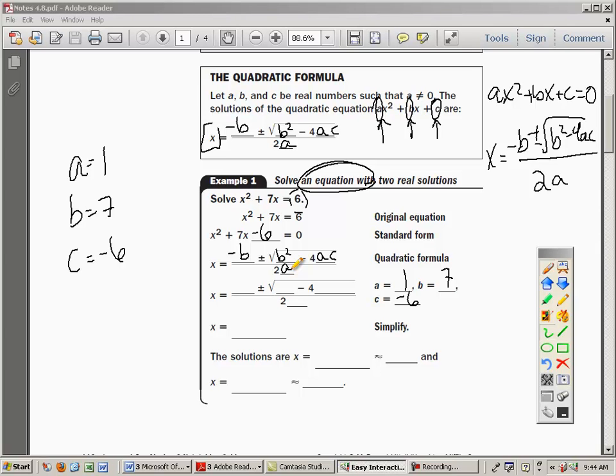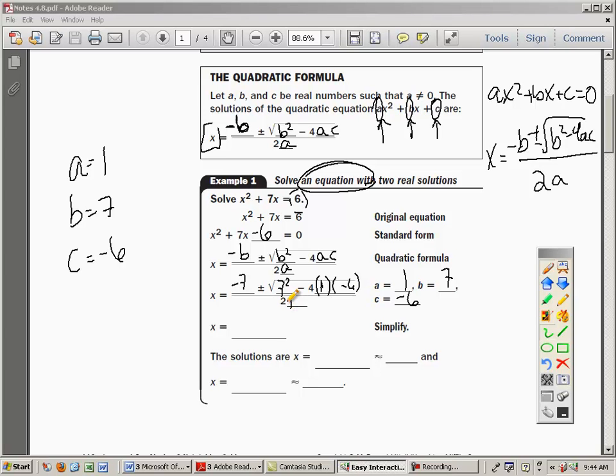Now, remember, in the quadratic formula, when I sing it, I always say it's the opposite b. So if b is, in this case, +7, the opposite of b is -7. Now, if b happened to be negative, the opposite of that would be positive, so pay attention to that. This is then b squared minus 4 times 1 times -6, all over 2 times 1.